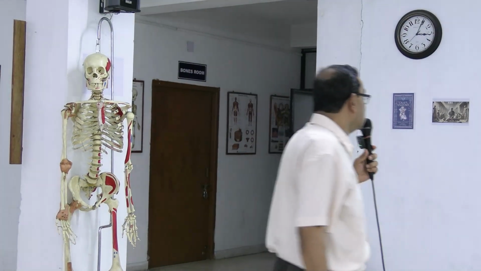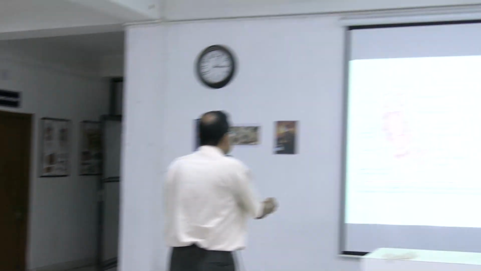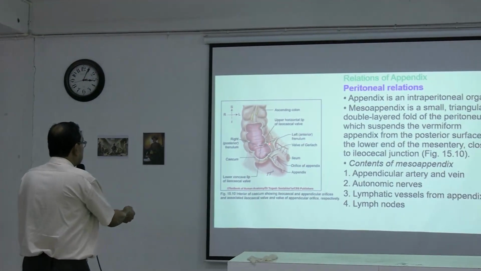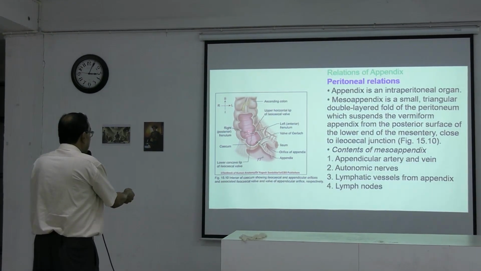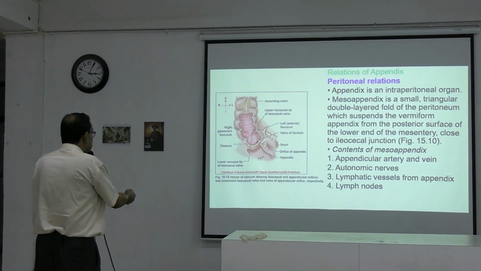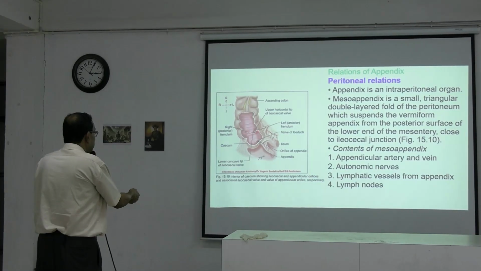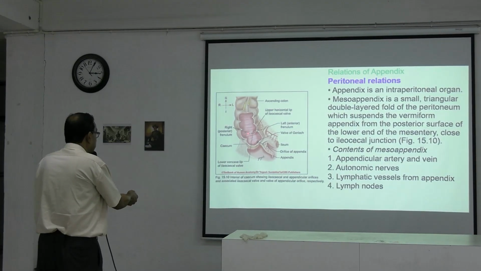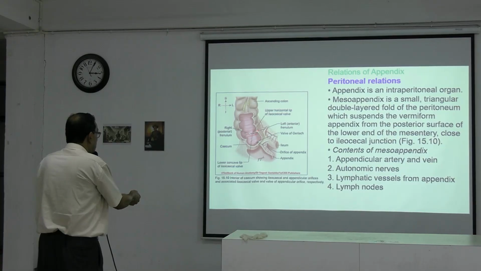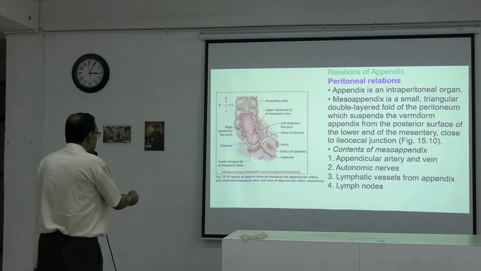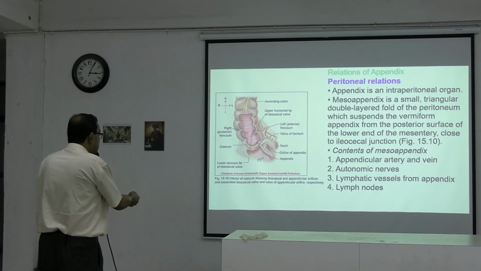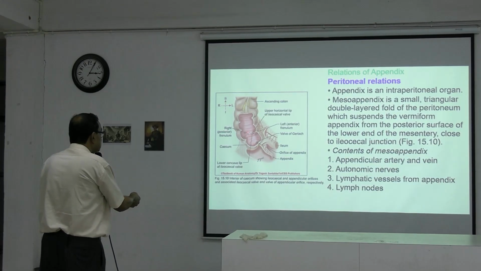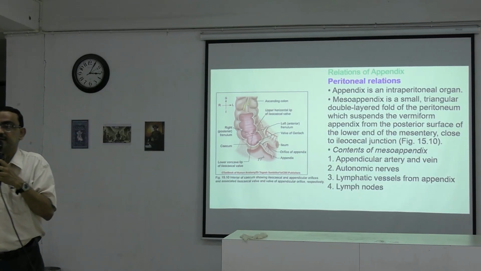This is that valve which is the connection between the ileum and the cecum, the ileocecal valve, which has two lips, upper lip and lower lip. The upper lip is straight, the lower lip is concave. And this valve is called the valve of Tulpius.